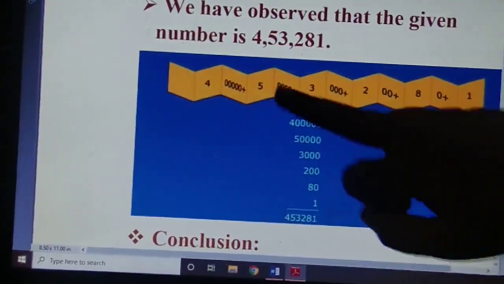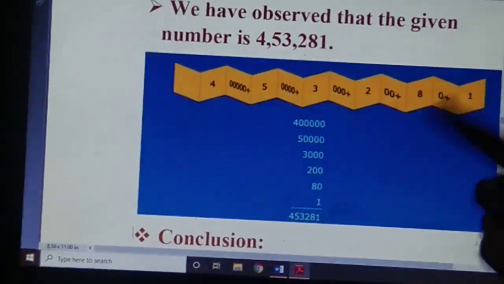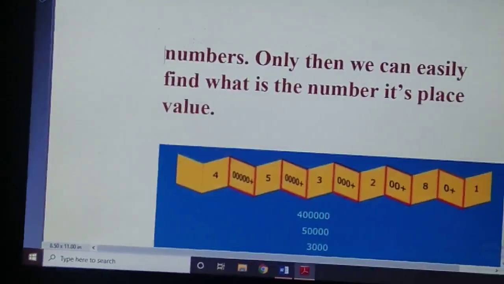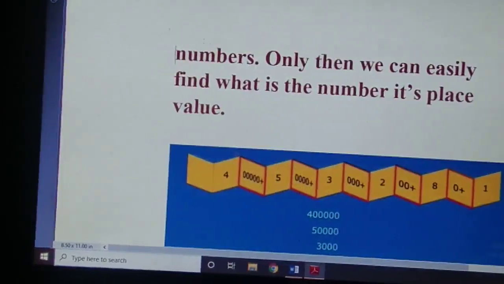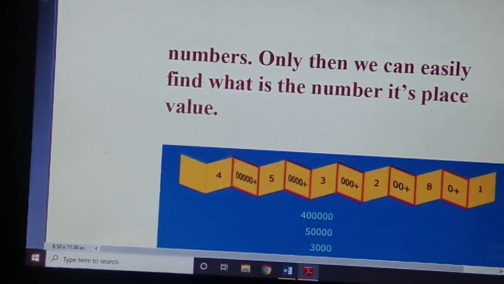Here 4,50,000, 3,000, 280 and 1. Now the conclusion. We need to know the zeros of the place value first to know the numbers, and only then can we easily find what the number is, its place.